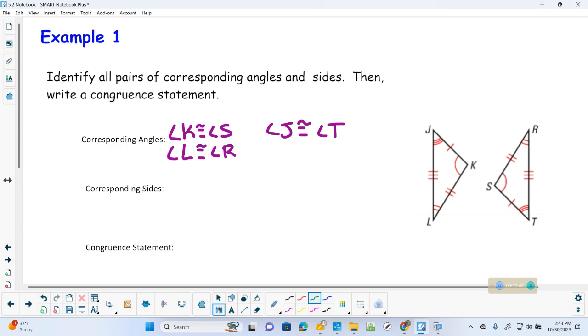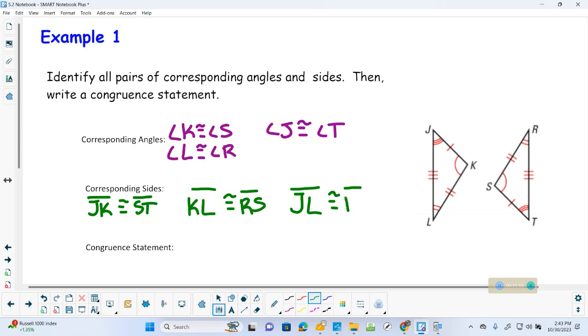So single congruent, JK, single over here, ST. So JK segment. Then I'm going to do the doubles, KL, RS. And then I'm going to do the triples, JL, RT. So again, not a ton of work, but just tedious to write out all these parts for sure.